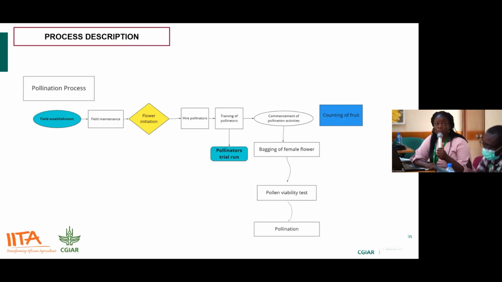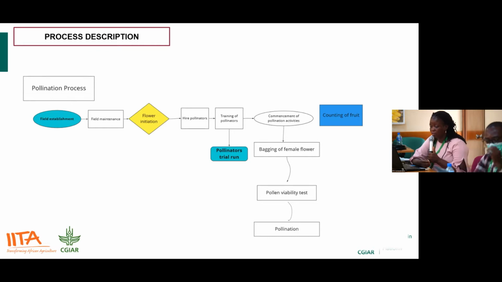So, for us to be able to improve on the process, we actually need to map the process. And this is one of the tools that we have learned during the CI class. This is the process description for seed generation in yam, for pollination.